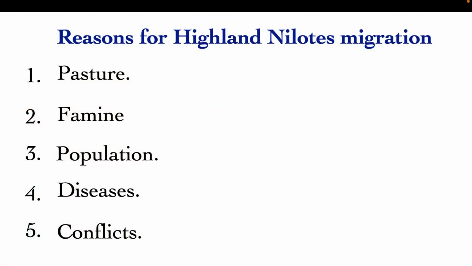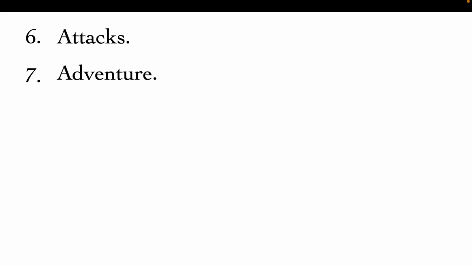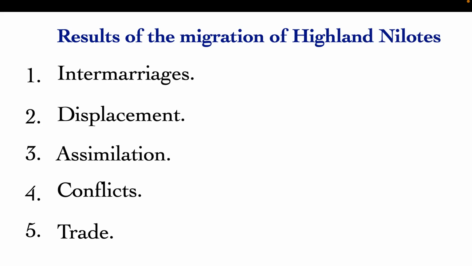They were looking for better pasture and water for their livestock. They were escaping from drought and famine, population pressure, outbreak of human and animal diseases, internal conflicts, external attacks from other communities, love for adventure. Results of the migration and settlement of the Highland Nilotes.